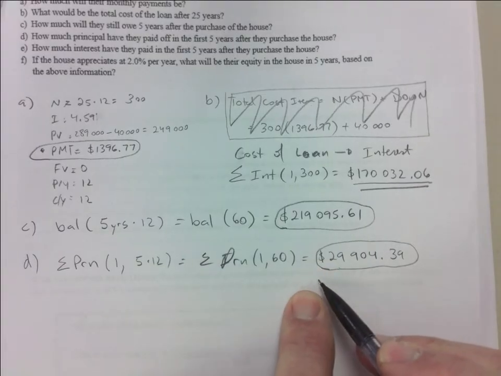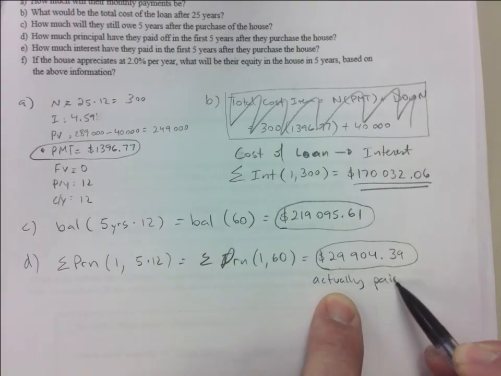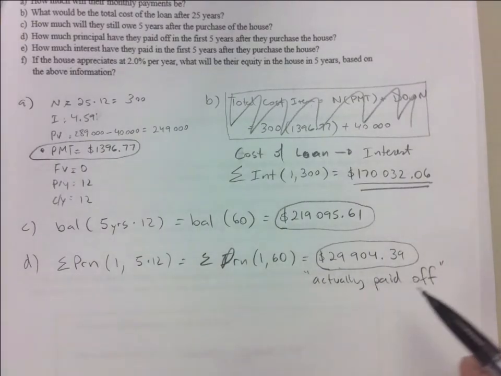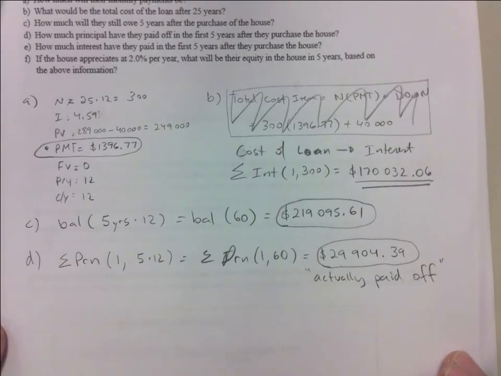So this is actually what you paid off. That's what this means. You paid off about 30 grand of what you owed the bank. Was there a hand up? Was there a hand up? No hand up? Okay, that's what that is.